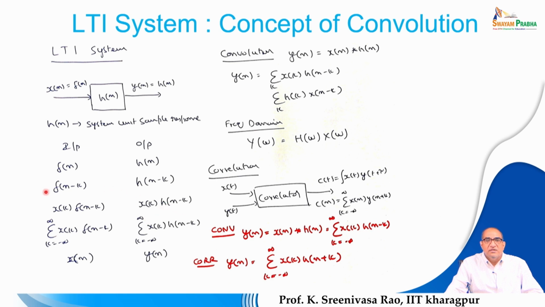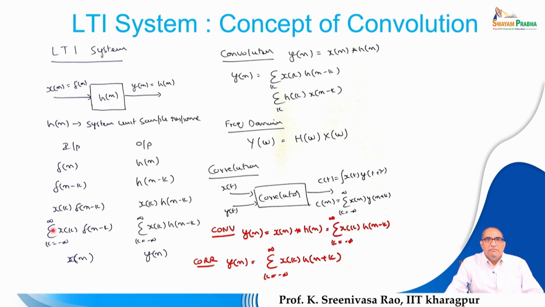We know that when the unit sample is shifted, the output is also shifted by the same amount, h of n minus k. Now the shifted sample is scaled, that means the amplitude of the unit sample is scaled by a factor x of k. So its corresponding output is h of n minus k scaled, or multiplied, by x of k. That means when the input to an LTI system is a scaled and shifted sample, the output is x of k into h of n minus k.